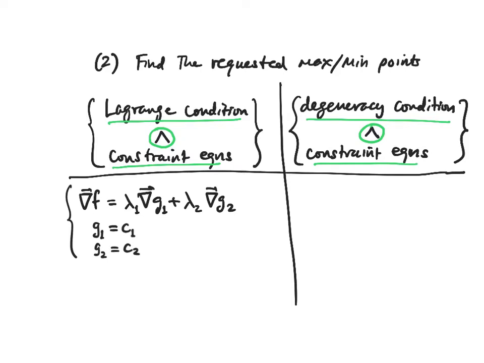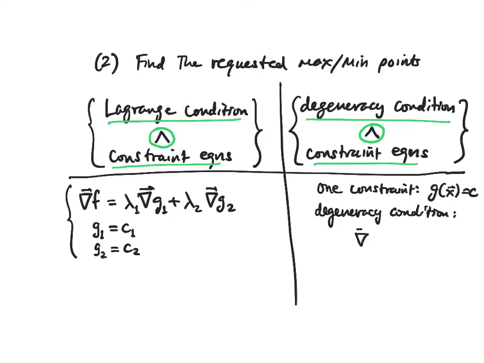Now as for the degeneracy, yesterday I told you that when you have only one constraint of the form g of x equals a constant, the degeneracy condition can be phrased this way: the gradient of g is set equal to the zero vector. But here we have two constraints, and I didn't say in yesterday's video what the corresponding equation looks like. So I'll say it now.